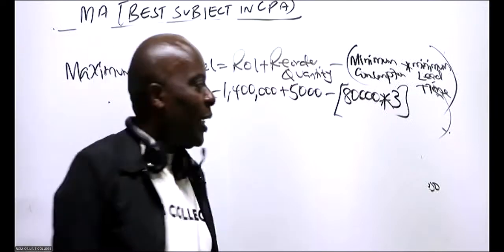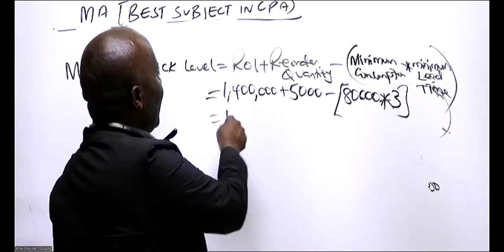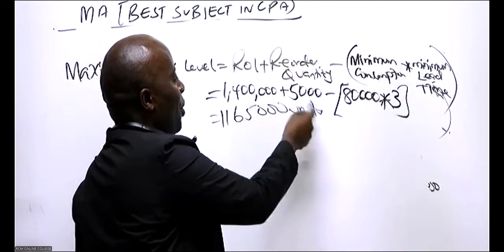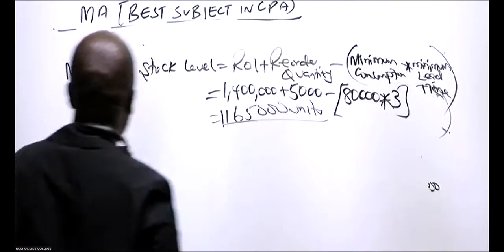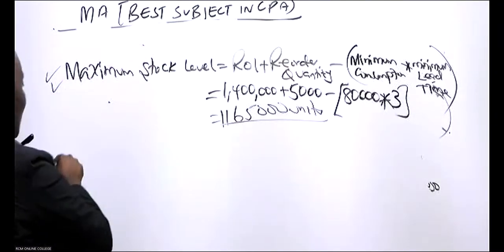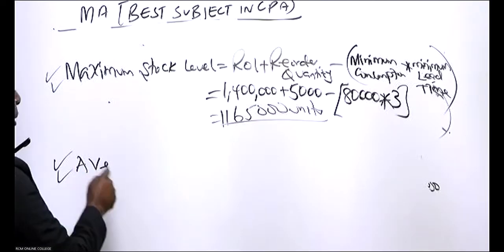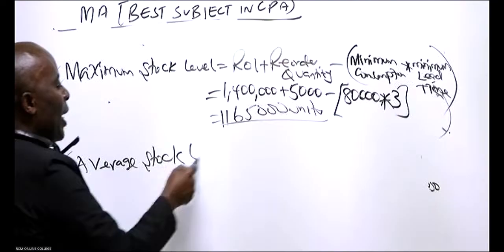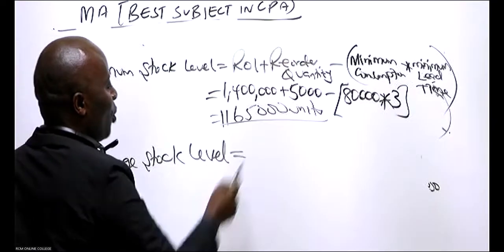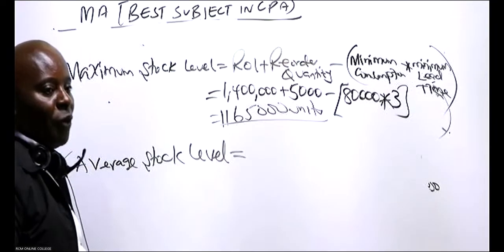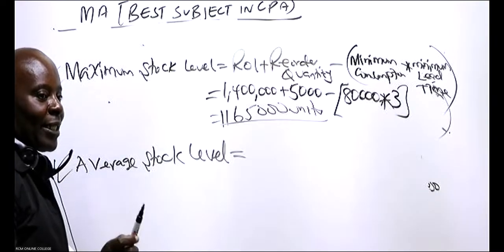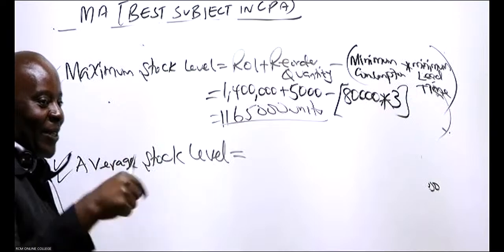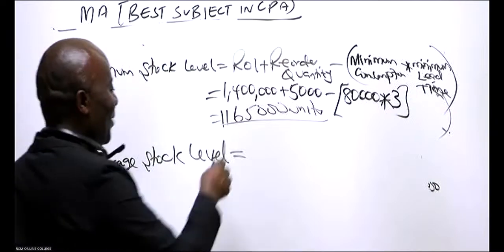$1,165,000. And then the very last one, which we have already discussed, is the one we are calling what here? Average, isn't it? So average stock level. What do we have here for average stock level? Maximum plus. Did you attend my daytime class today? How come you remember this very well?